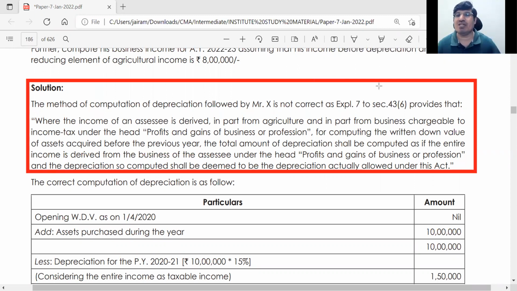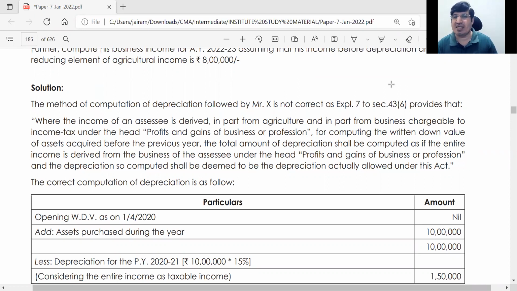You don't have to do anything in this. Just follow whatever is written here. Okay, as per this we have to do it. We are just laying it down. That's all. Okay, we are not doing anything.